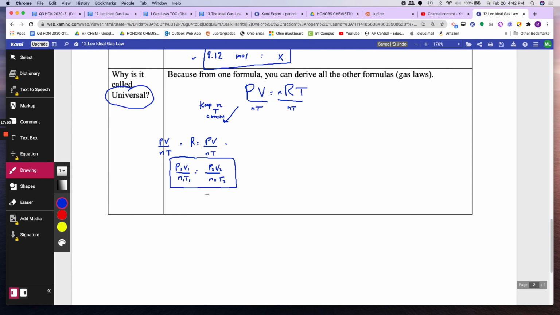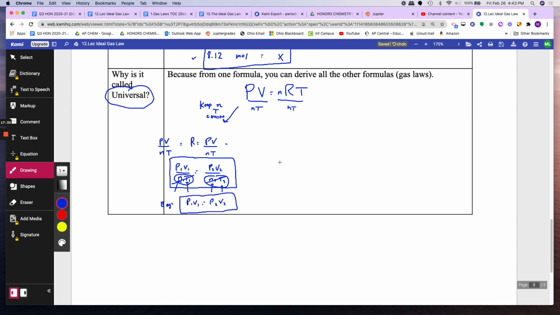Okay? If you keep n and T constant, you keep these two constant, that means if this is a 1 and that's a 10 and that's a 1 and that's a 10, they cancel each other out, so they're gone. So now you have P1V1 is equal to P2V2. So by holding two of them constant, you just derived Boyle's law using the universal gas law. That's why it is so universal.